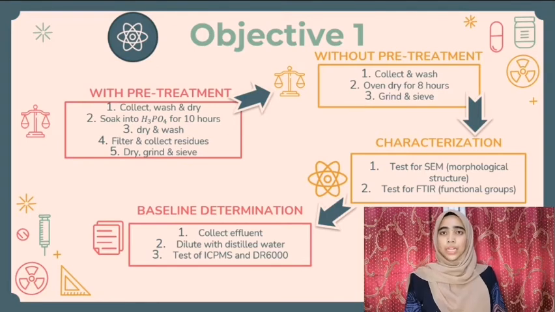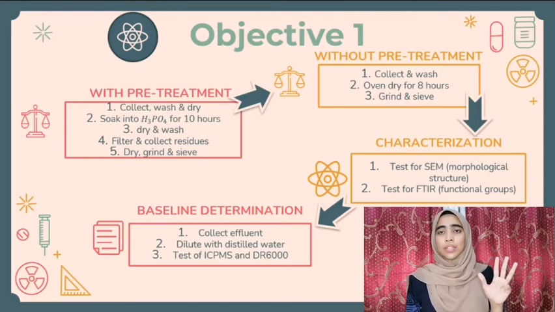For the baseline determination of effluent, the procedures are: firstly, collect a large enough amount of industrial effluent. Second, measure 50 ml of effluent and pour into a beaker. For ICP-MS, place the sample on the equipment and run the equipment. For the DR6000 test, perform dilution steps until the DR6000 can display the result for the sample. The baseline determination step is performed to determine the initial concentration of heavy metal in the effluent.